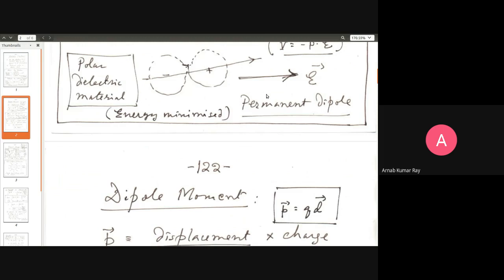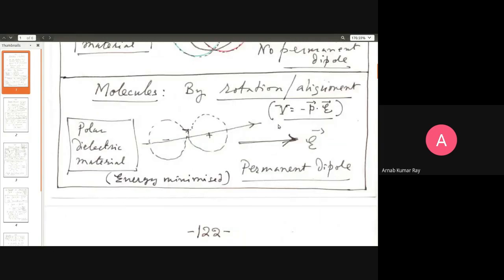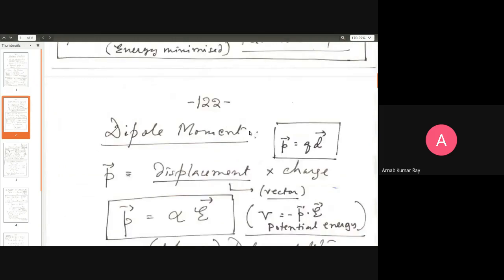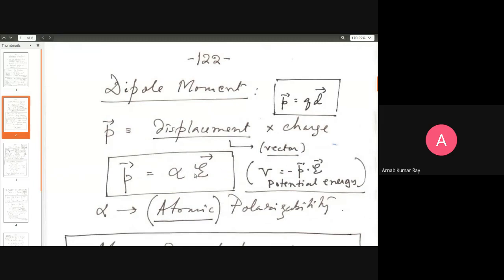So the stronger the electric field, the greater will be this dipole behavior, the dipole behavior in all of these problems.